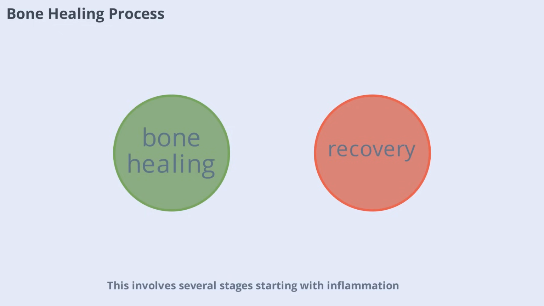After a fracture, the body immediately begins the healing process. This involves several stages, starting with inflammation, followed by the formation of a soft callus, and eventually the development of new bone tissue. The speed and success of healing depend on the type of fracture, the person's age, nutrition, and overall health. Proper immobilization and sometimes surgical intervention are necessary to ensure the bone heals in the correct alignment.